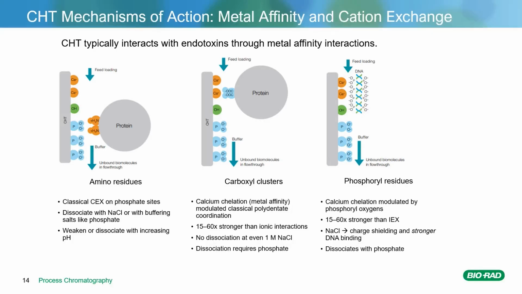Due to their highly acidic nature and high levels of carboxyl and phosphate groups, particularly in the core and lipid A regions, endotoxins have a high affinity for CHT, interacting primarily through metal affinity interactions, modulated by either classical polydentate coordination in the case of carboxyl clusters, or through modulation with phosphoryl oxygens in the case of phosphoryl residues.